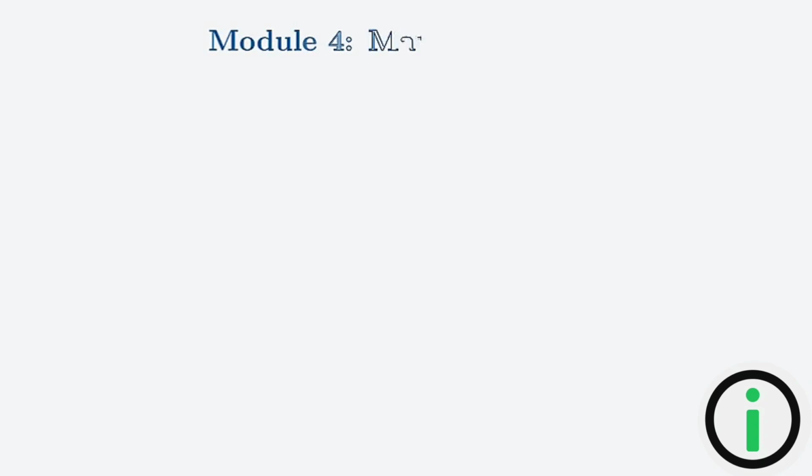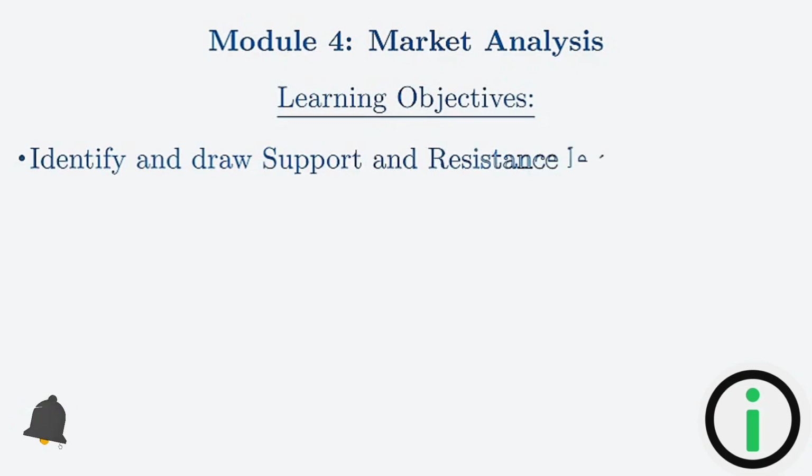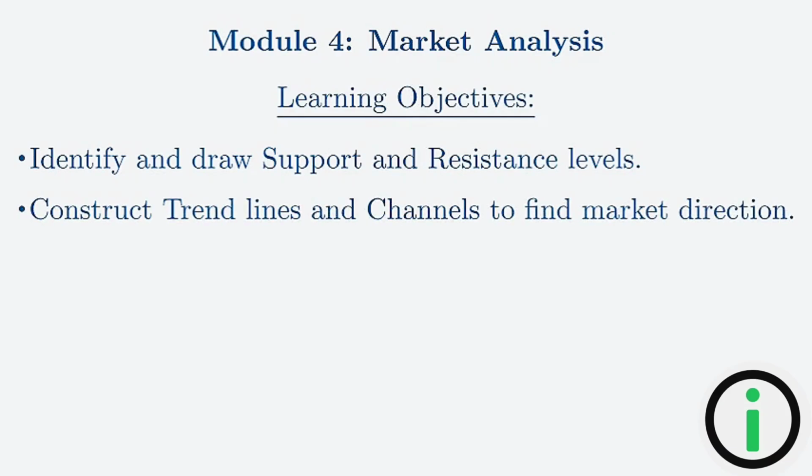Welcome to Module 4, Market Analysis. In this module, we have three key learning objectives. First, identify and draw support and resistance levels. Second, construct trend lines and channels to find market direction. And third, use volume analysis to track smart money.